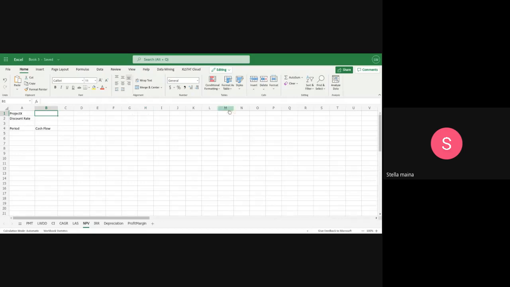Okay, so we have a few other things I want us to cover before we call this the end of the finance session. We have the NPV.